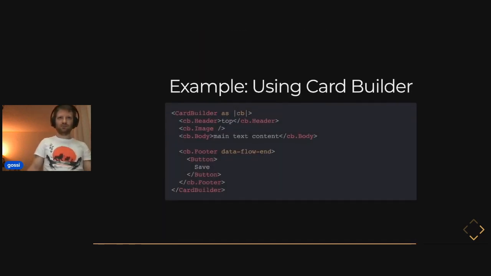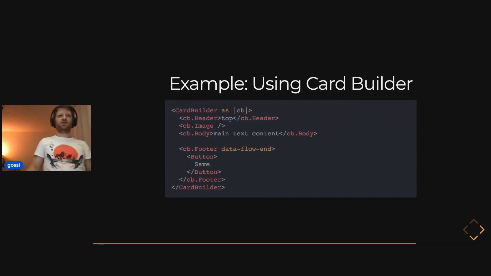So now when we use our card builder with the example code from above, we use our card builder, we yield the kit, we use a header, the image, a body, and a footer. And for the footer, we apply the data-flow-end modifier and say, okay, here we push it to the bottom.